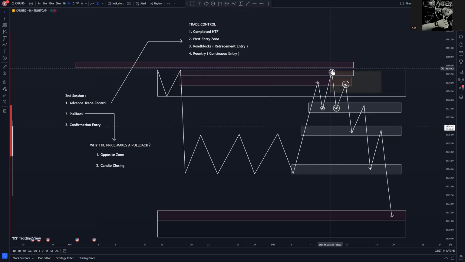For example, you have this engulfing sell. And to answer the question of why the price creates a pullback to get back into the sell zone, it's because of the opposite zone, all right? So the first one is because of the opposite zone. And how about the second one?